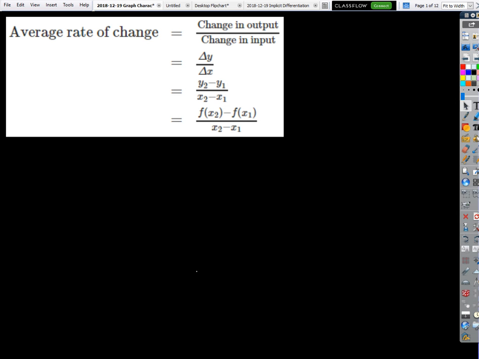Everybody's undivided attention, please. So average rate of change. Average rate of change is just change in output over change in input. We've looked at some examples, even going back a little ways, with graphs where we're just going to find the slope of the line connecting 2 points. Or you can just think of it as the change in the y coordinates: how much did the y coordinate change over how much did the x coordinate change, right?